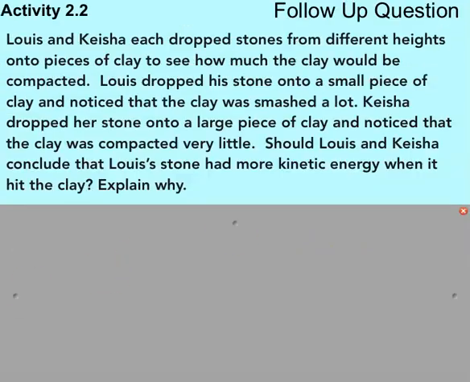And the very last thing I want you to do is when you flip the page over, Luis and Keisha each drop stones from different heights onto pieces of clay to see how much the clay would be compacted. Luis dropped his stone onto a small piece of clay and noticed that the clay was smashed a lot. Keisha dropped her stone onto a large piece of clay and noticed that the clay was compacted very little. Should Luis and Keisha conclude that Luis's stone had more kinetic energy when it hit the clay? Explain why. So go ahead, pause the video, answer this, and when you're done, hit play.